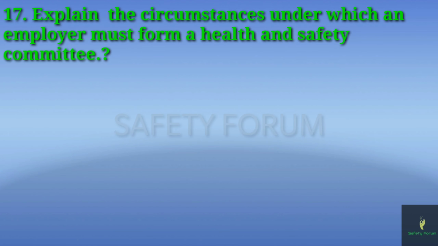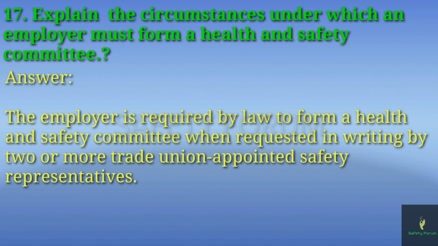Now the next question is, explain the circumstances under which an employer must form a Health and Safety Committee. The answer is, the employer is required by law to form a health and safety committee when requested in writing by 2 or more trade union appointed safety representatives. So if 2 or more trade union appointed safety representatives request it, then the employer must form a health and safety committee so that they can discuss all the welfare and safety related issues with these representatives and the workforce.